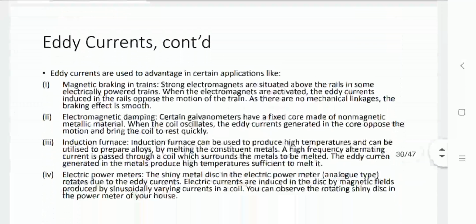Eddy currents are also used in some applications. Here four applications are discussed. First, in trains, where we provide magnetic brakes. In that brake, if we replace it with the magnetic brake, eddy currents are required.